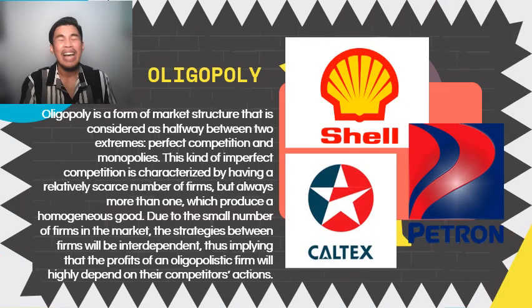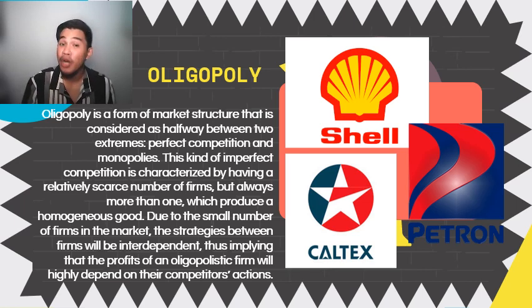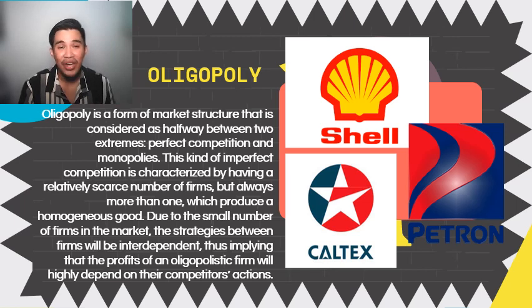Okay? Now let's proceed to the third type of market structure, and that is oligopoly. When we say oligopoly, it is a form of market structure that is considered halfway between two extremes, perfect competition and monopoly. This kind of imperfect competition is characterized by having a relatively scarce number of firms, but always more than one, which produce a homogeneous good. Due to the small number of firms in the market, the strategies between firms will be interdependent, thus implying that the profits of an oligopolistic firm will be highly dependent on their competitors' actions.